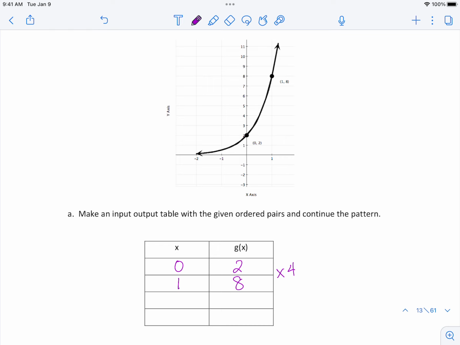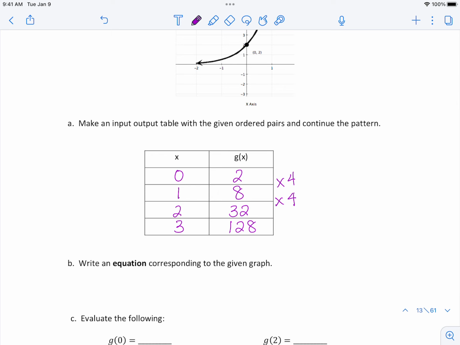So if I continue the pattern for my x values, I have 0, 1, I'm going to add 2 and 3. And then if we continue our pattern of multiplying by 4, 8 times 4 gives us 32. And 32 times 4 will give us 128. So if we're writing the equation, we have a function g this time.